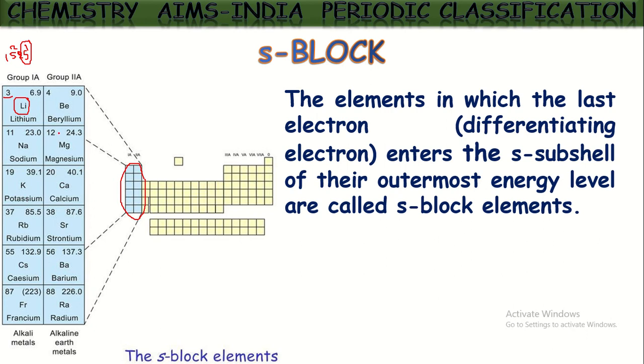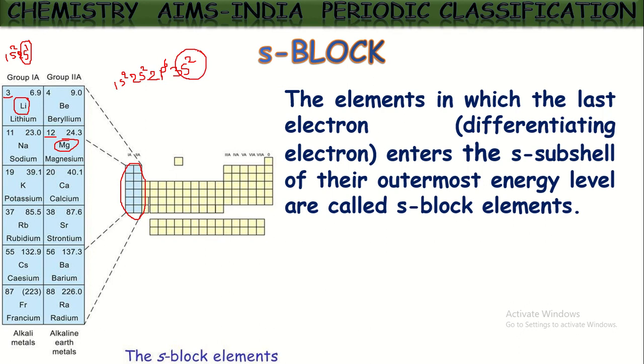Let us see another element. For example, we can take either calcium or magnesium. If we see magnesium, its atomic number is 12. If we write the configuration, what do we get? 1s2, next 2s2, then 2p6, and next 3s2. If you observe, for magnesium also, the last electron is present in the S subshell, that is the 3s subshell.